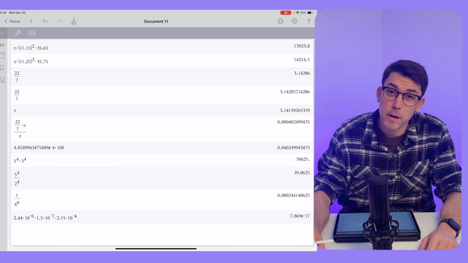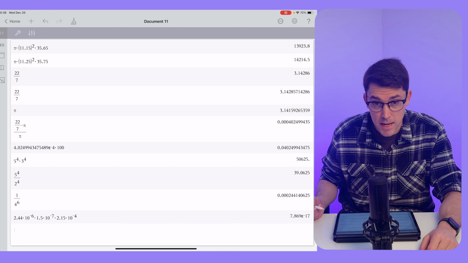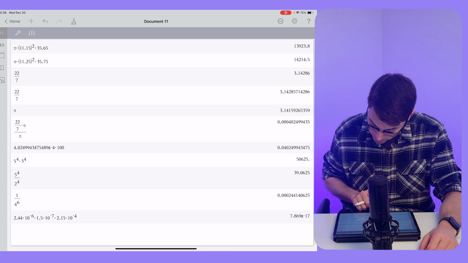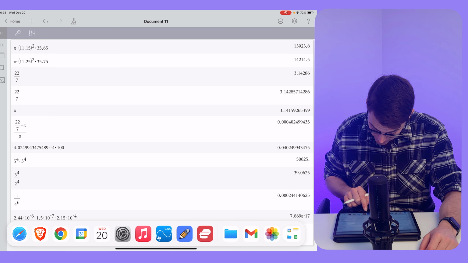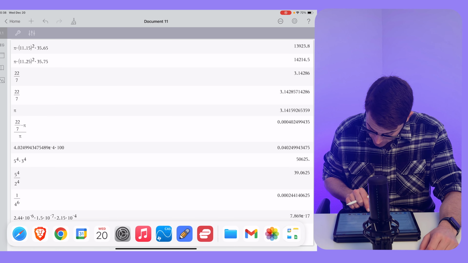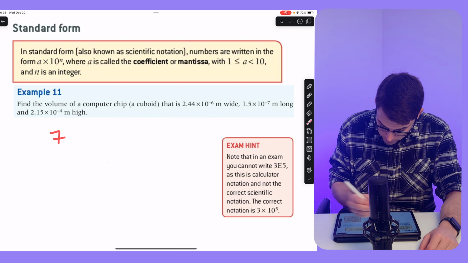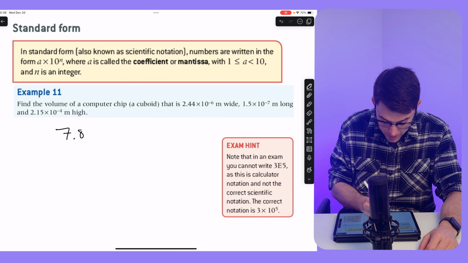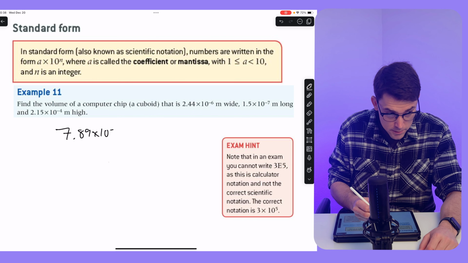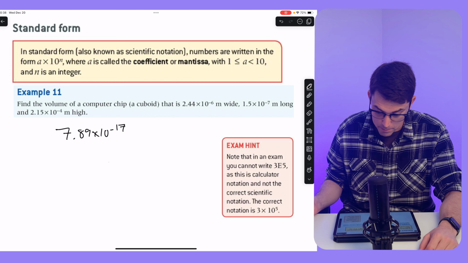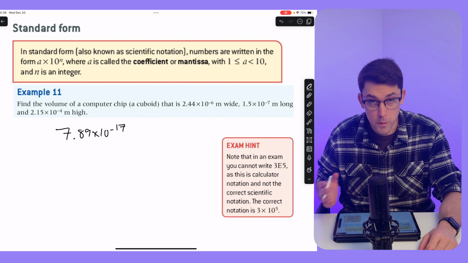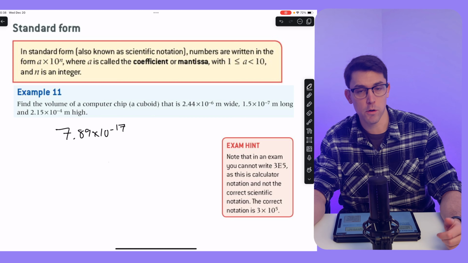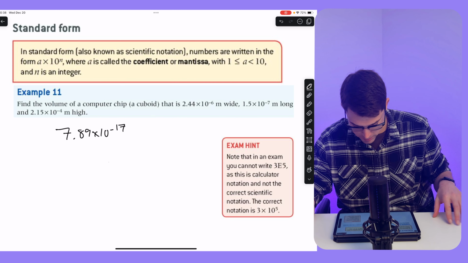And remember what we talked about in a previous video, this E means times 10 to the power. So 7.869 E to the negative 17 is 7.869 times 10 to the negative 17. They mean the same thing. So that is how you would operate with that, given that you're allowed to use a calculator, as you are in the course that I teach.